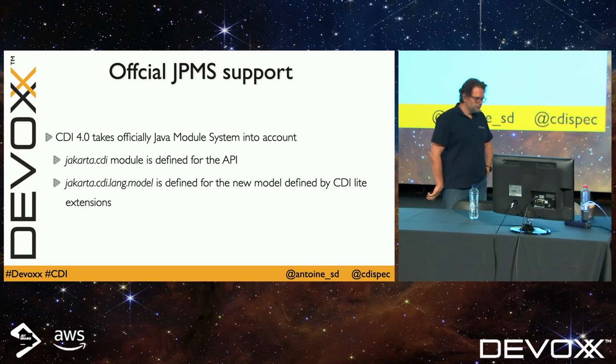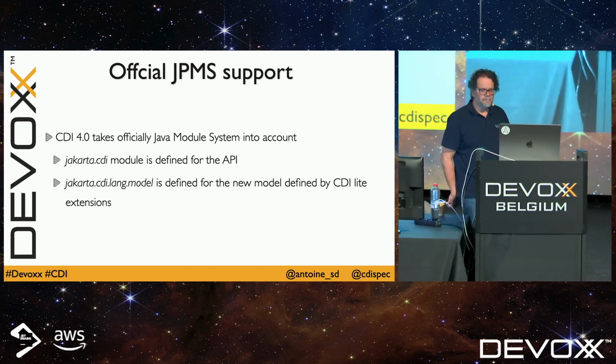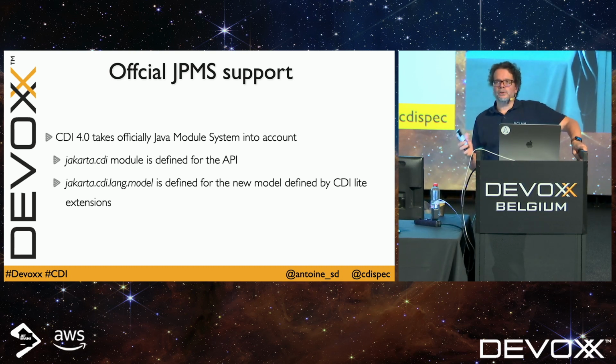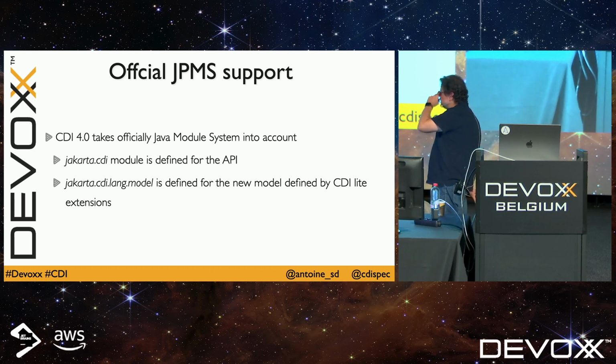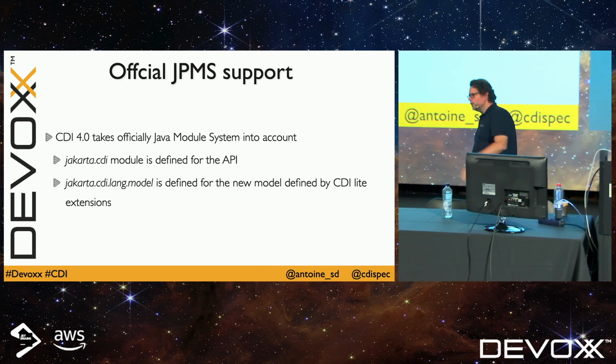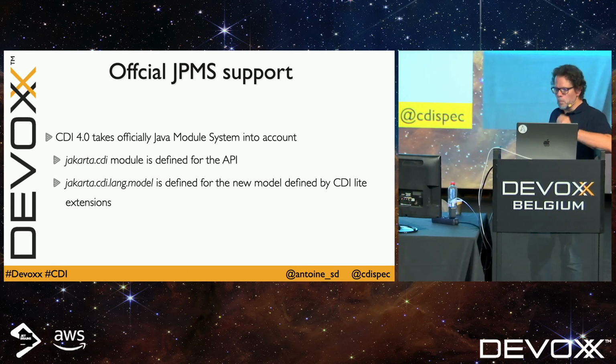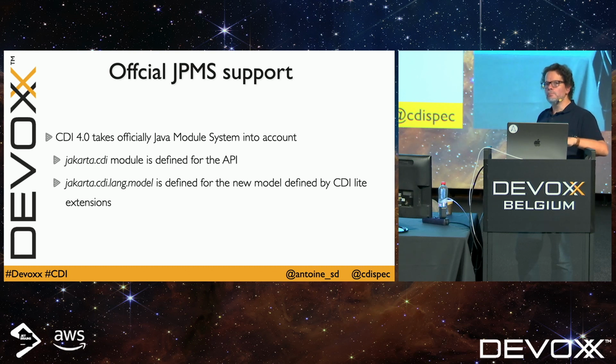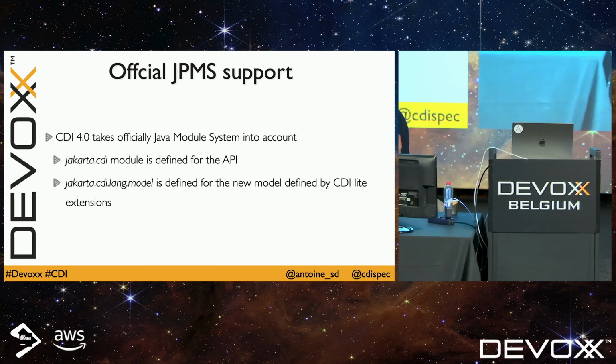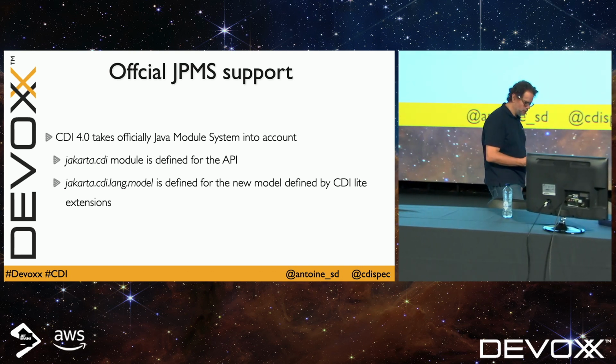And the last minor feature that was added to CDI 4.0 was the support of the modularity that was introduced in Java 9. So we have Java 9 support in CDI at last. We have two modules in CDI 4.0. The Jakarta CDI module, which is all the CDI API, the standard API that you know. And the new module, the Jakarta CDI language model module, which defines the new metadata language model that is used in CDI Lite, and I will talk about it in just a few minutes.